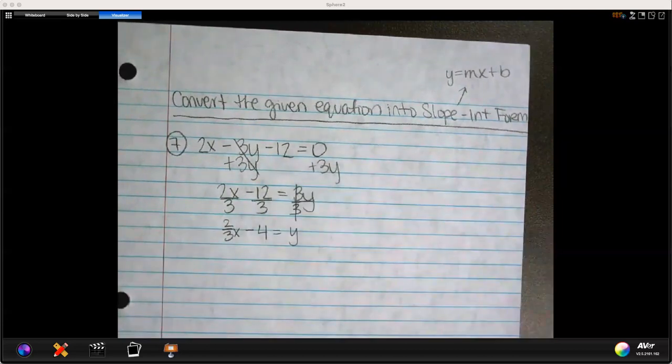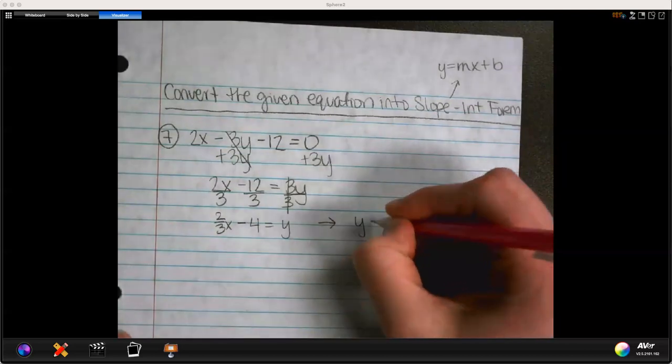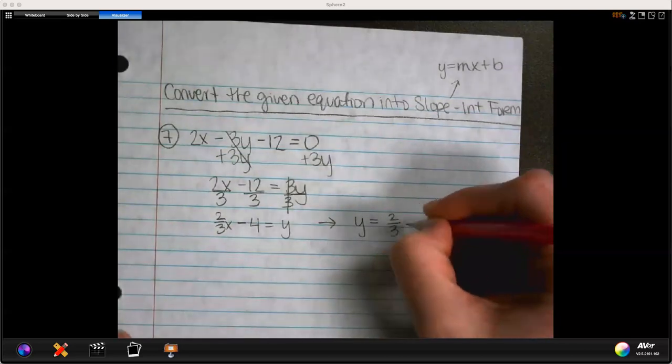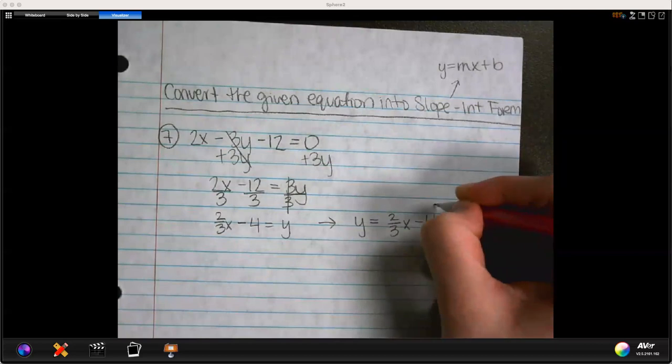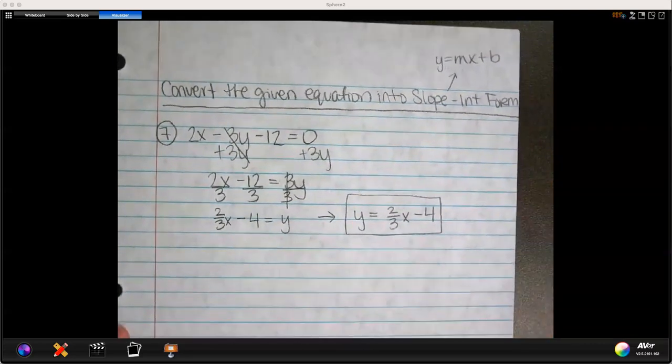Okay. Now, for this one, it just seems a little bit weirder for y to be on the right side. So rewriting it real quick to put it on the left side so that it actually looks like y equals mx plus b. Final out our answer.